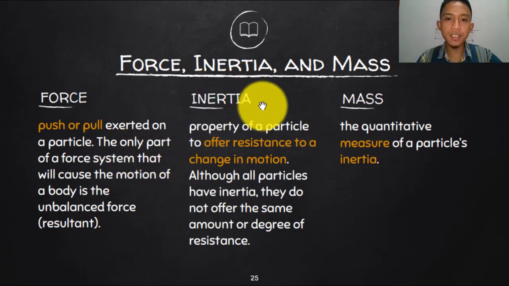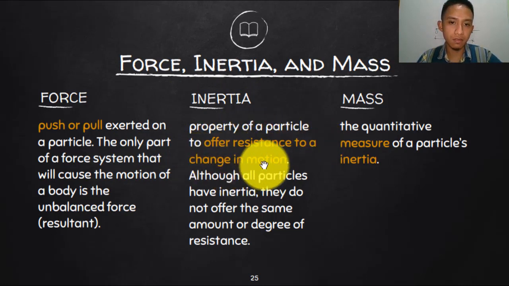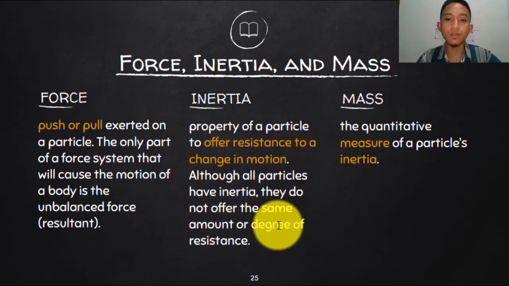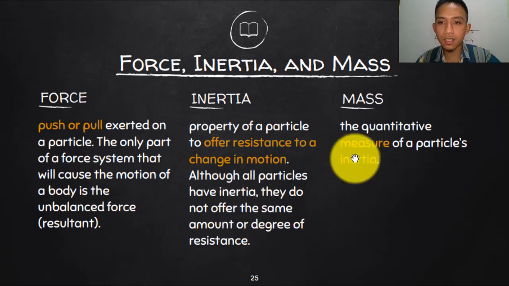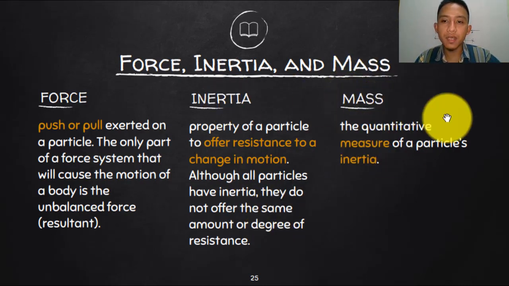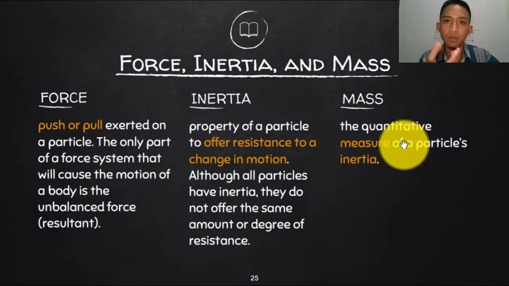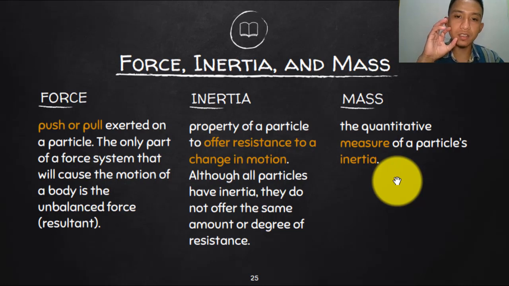Inertia is the property of a particle to offer resistance to a change in motion. Although all particles have inertia, they do not offer the same degree of resistance. So there is a resistance from the body itself. That is what we call inertia. The common term for that is your mass. Actually, inertia is mass, but as a quantity measure, in a number measure, that is mass. But as an idea, mass is inertia. As a concept, inertia is the concept, and the value is your mass.